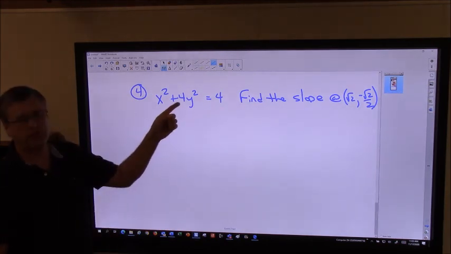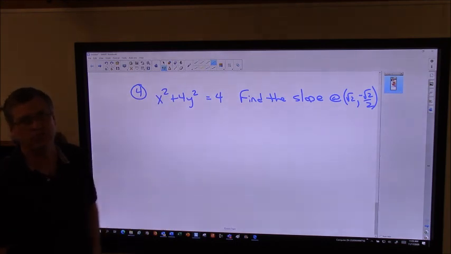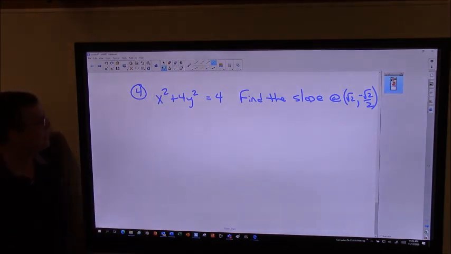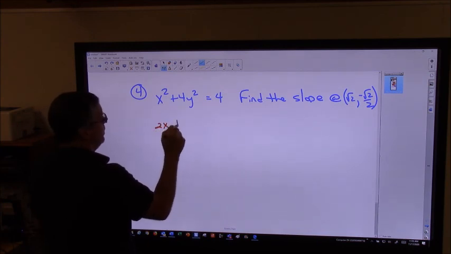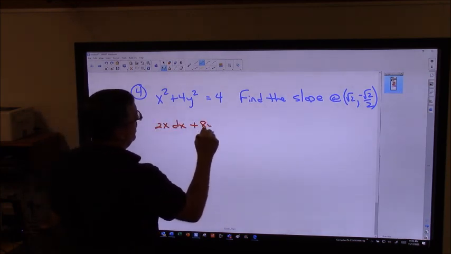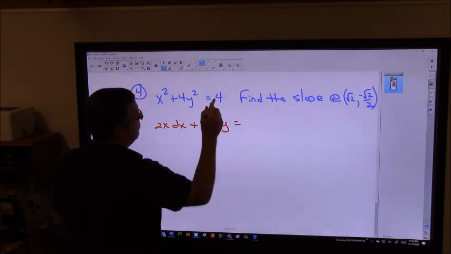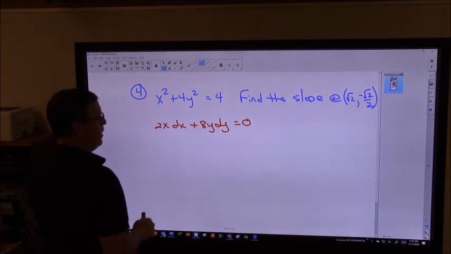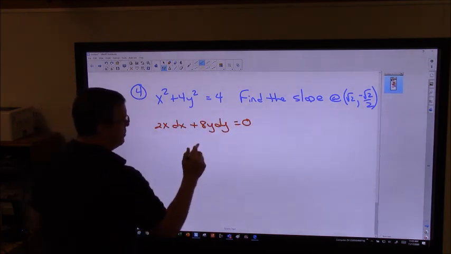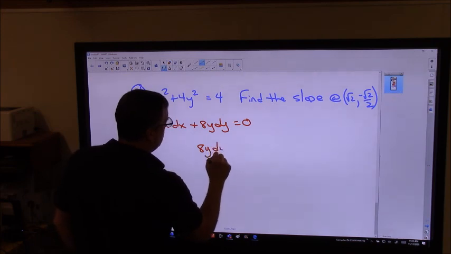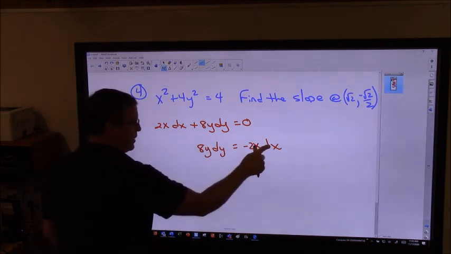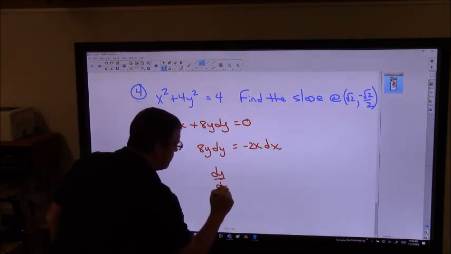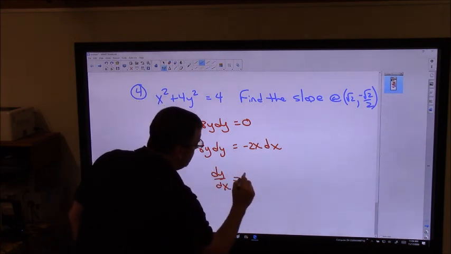Okay? So I would not try to solve for y if I didn't have to. I would just go ahead and do this implicitly. You guys give it a shot. All right, so 2x, and I just took the derivative of x, plus 8y, and I just took the derivative of y. That would equal 0. I'll go ahead and leave my dy term here. I'll move the dx to the other side. So I've got 8y dy equals a negative 2x dx. And now to get dy over dx, I'll bring the dx back. I'll move the 8y over here and divide.